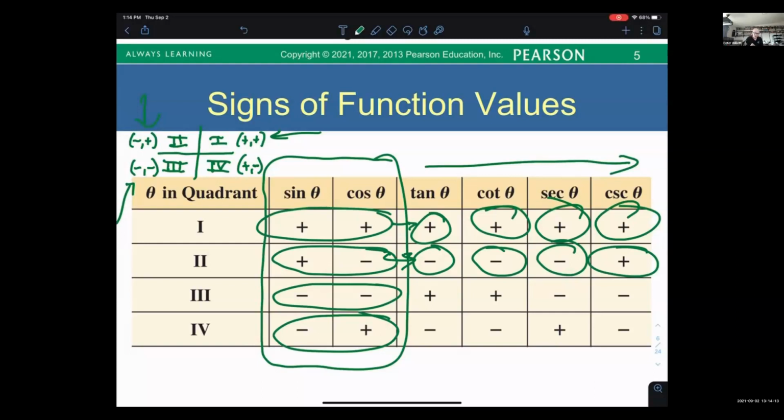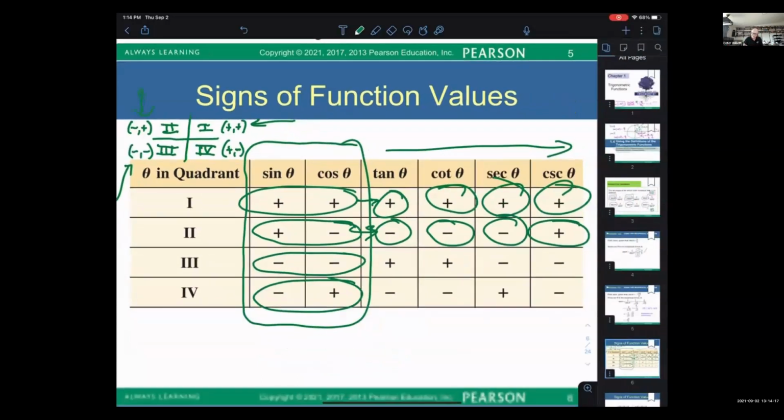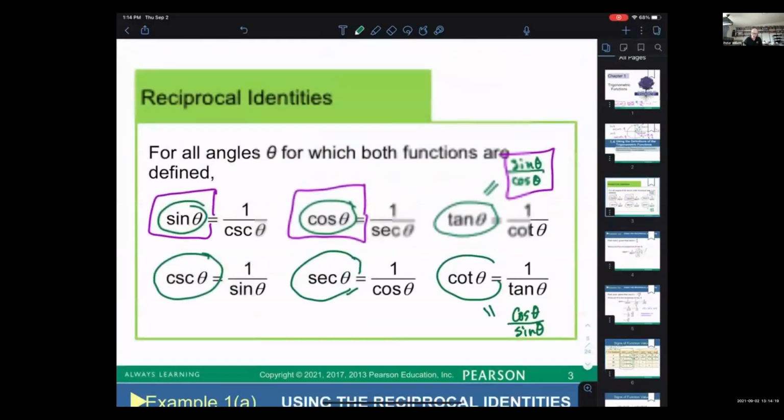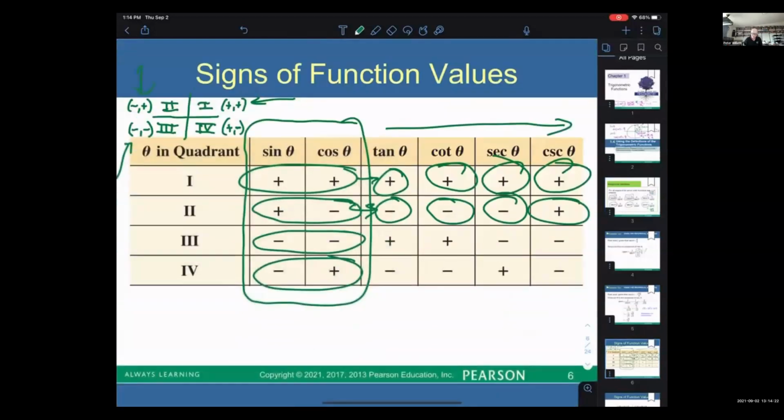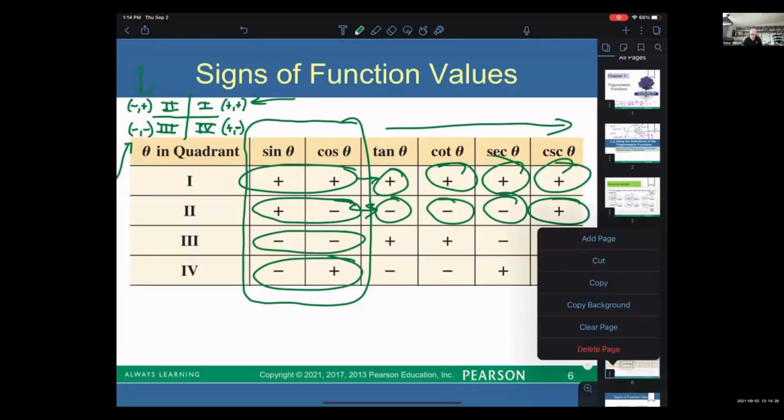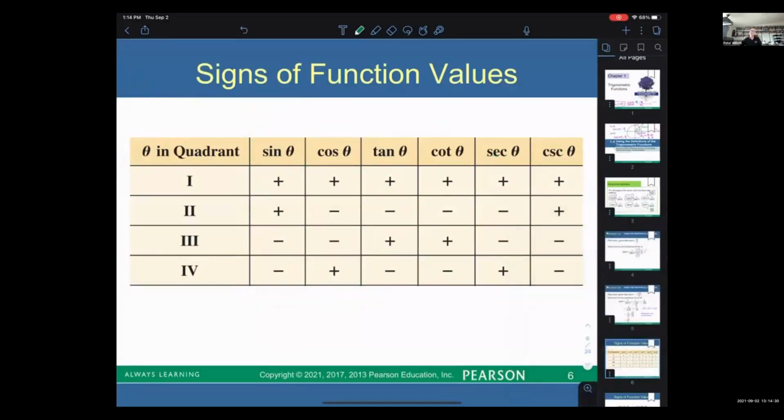I'm pointing this out because I never suggest that we memorize charts like this. I just lost my chart. There it is. I never suggest that we memorize charts like this, but that we understand how they're created. Because if you understand how they're created, you don't have to memorize anything here. And again, if you just focus on your sine and your cosine, then all the other 4 functions will result from that.